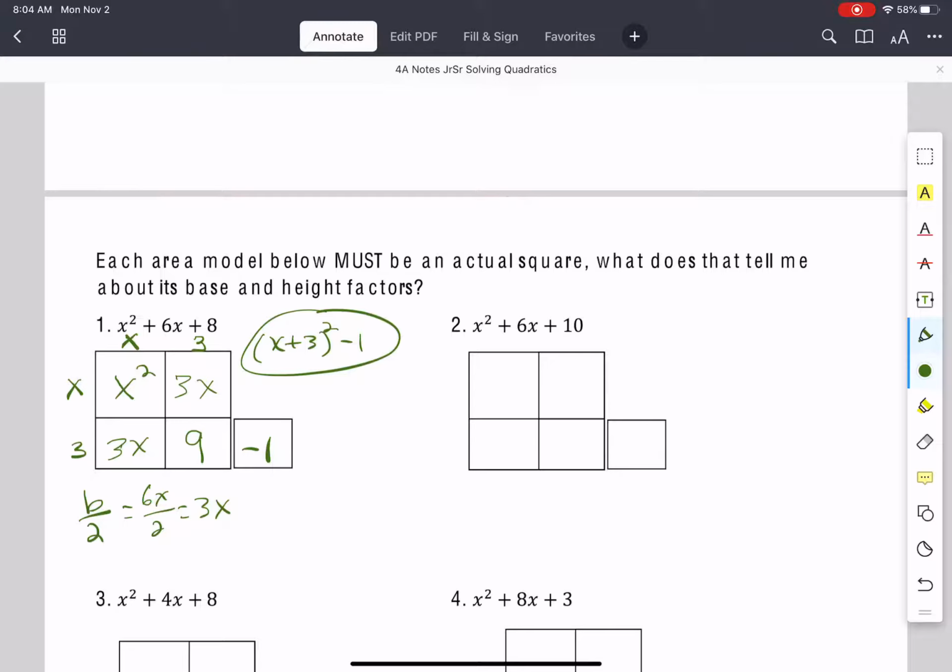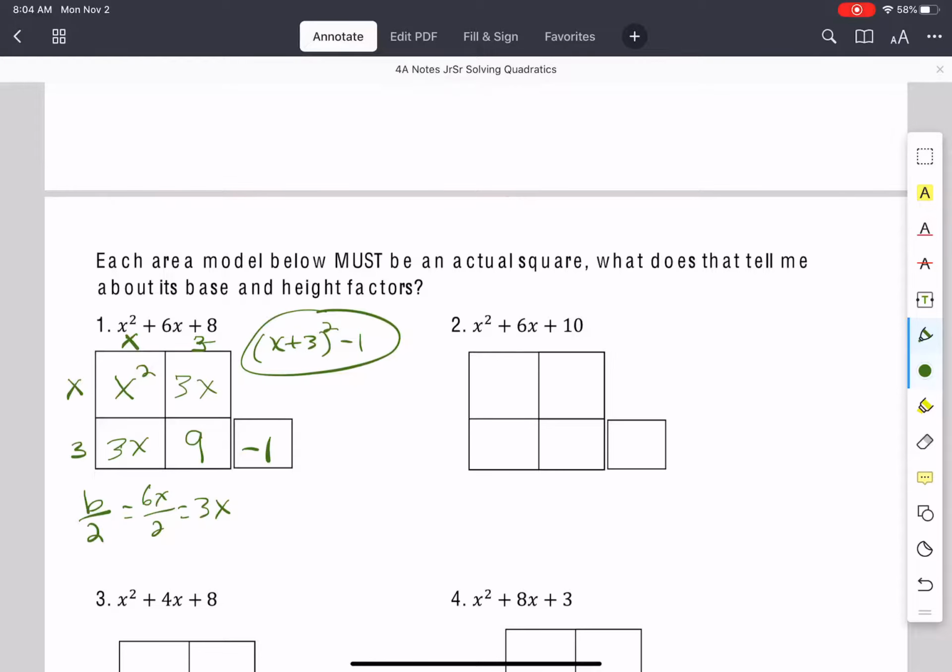How do I make the 9 become 8? Yeah, because the minus 1 isn't times by any of those. It's just being added on the end. So after I FOILed out the x plus 3 squared, I could minus 1 to make the 9 8. Okay, we're going to try another one.